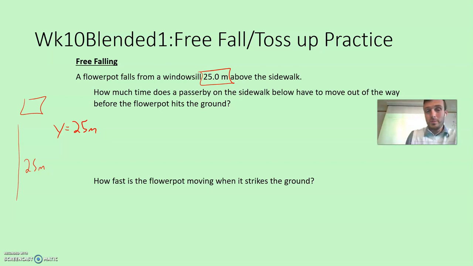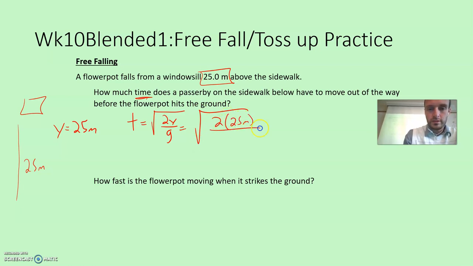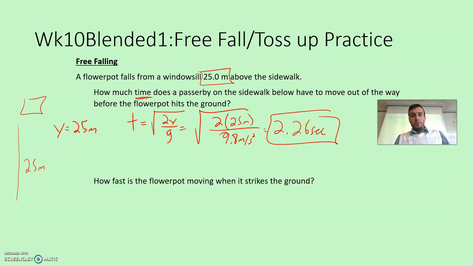First question says, how much time does a passerby on the sidewalk below have to move out of the way before the flower pot hits the ground? Let's go ahead and take a look at that one. How much time? Well, if you look at your equation sheet, you'll see the equation t equals the square root of 2y over g. So that's going to be 2 times 25 meters divided by 9.8 meters per second squared. And that's going to be the time it takes to fall there. So square root of 2 times 25 divided by 9.8, that's going to be 2.26 seconds. That's how long it's going to take to hit the ground.